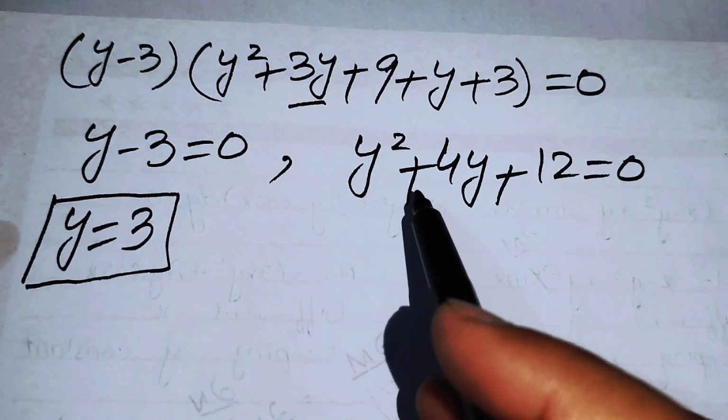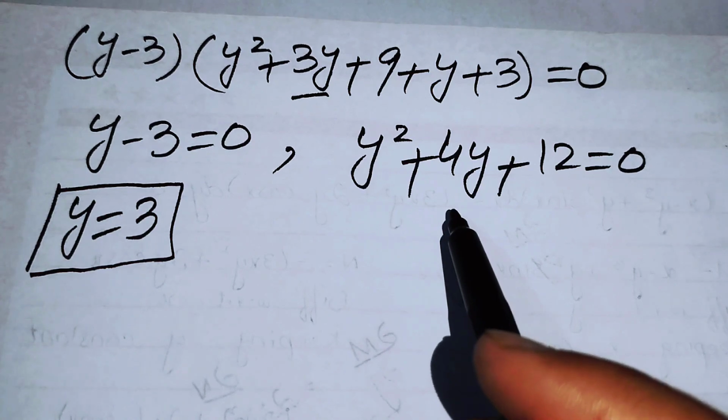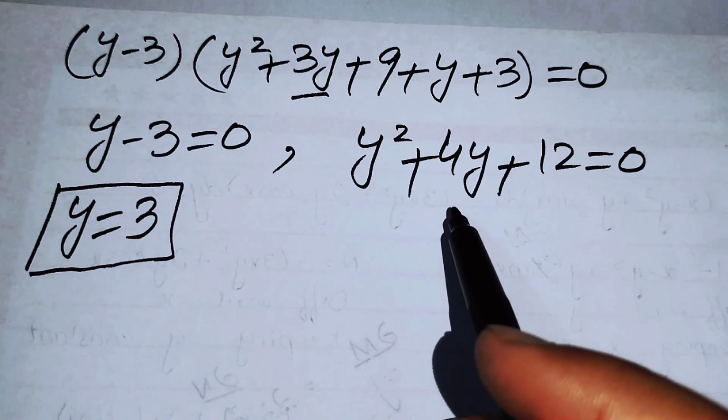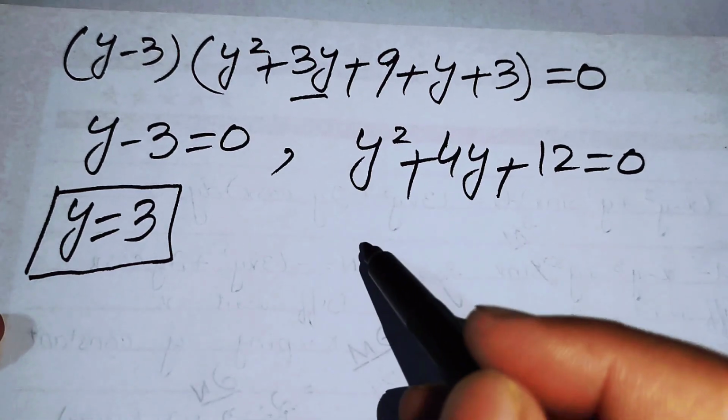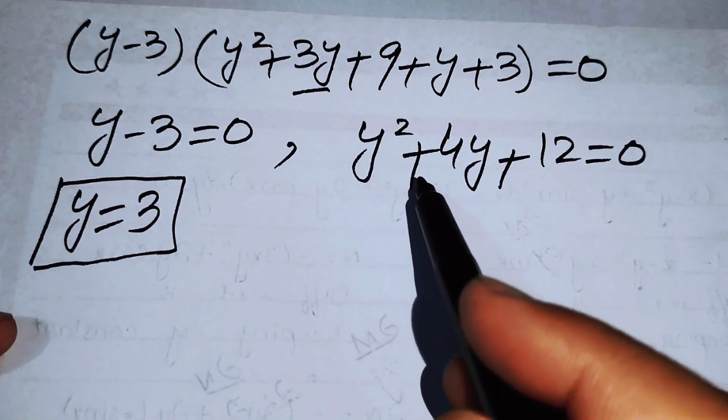So now I can first check whether this quadratic equation has real roots or complex roots, because in this question we need only real roots, so I can apply the discriminant formula in order to check whether the roots of this equation are real or not.